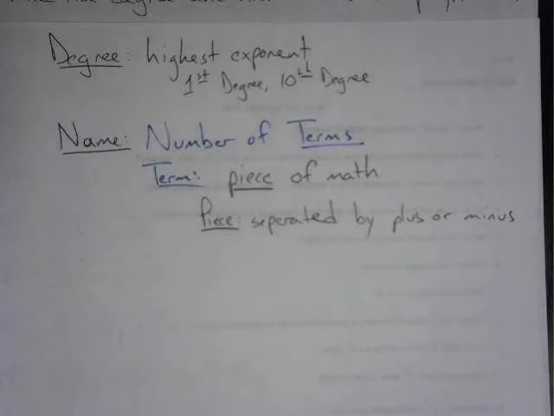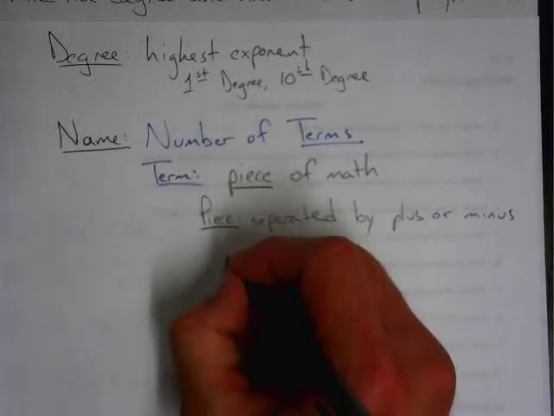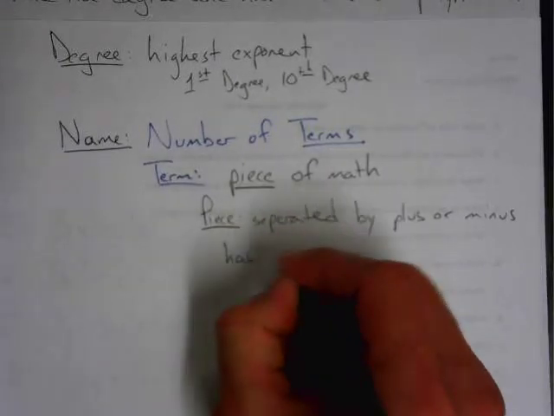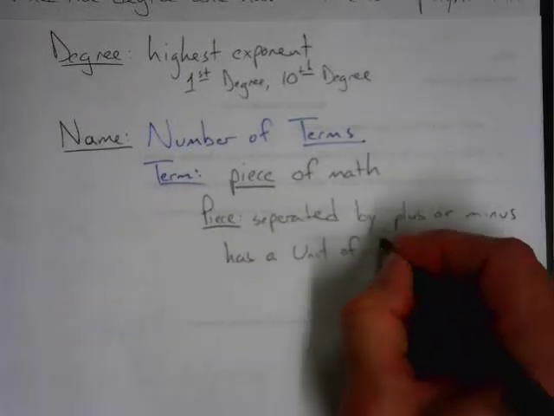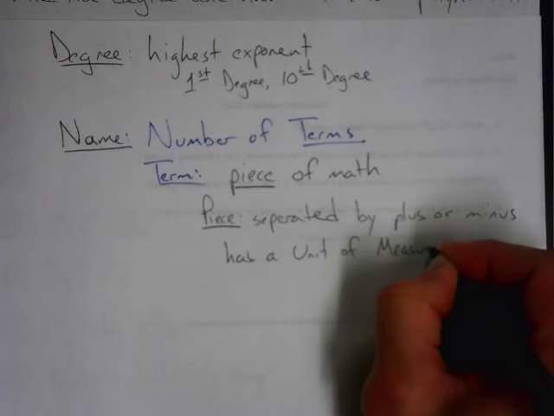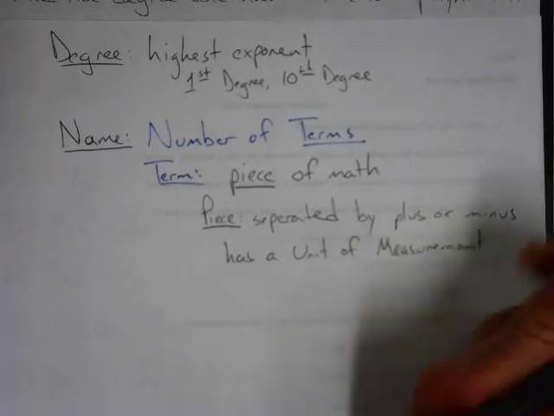Now the term has something else. Okay? So it's not just it that's a piece of math. The term has something else to it. The term also has a unit of measurement. Okay, so term has a unit of measurement. And so this is where stuff gets interesting, background information.